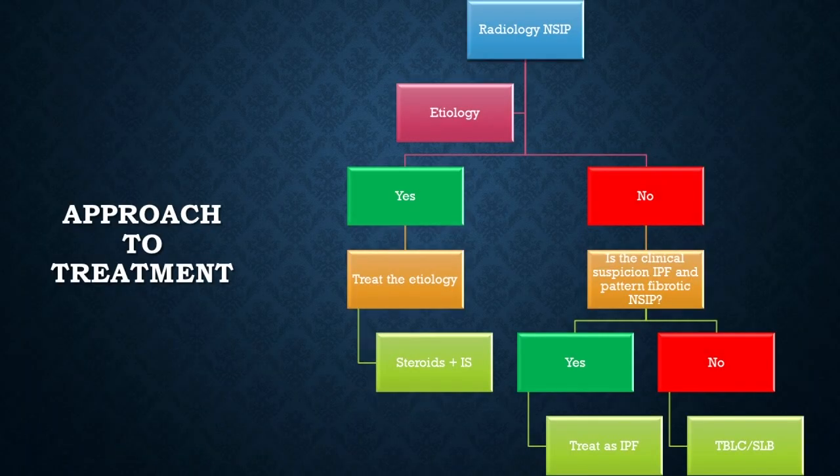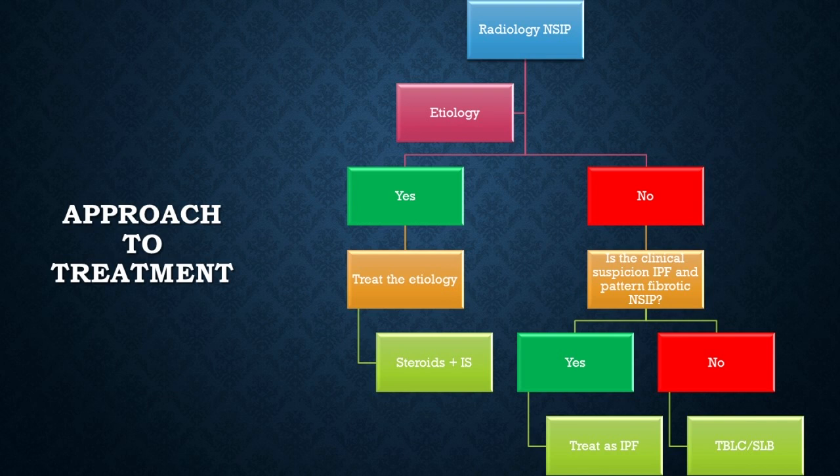Approach to treatment. So once you have radiologically HP, you look at the etiology. If there is an etiology, you don't require further investigation. You treat the etiology. You found a rheumatoid arthritis associated ILD, you treat the rheumatoid arthritis. And from a lung point of view, you often require steroids and probably MMF, the preferred drug from a side effect profile and CTD point of view. So steroids and MMF. If it's drug induced, again, you treat that and stop the offending agent.